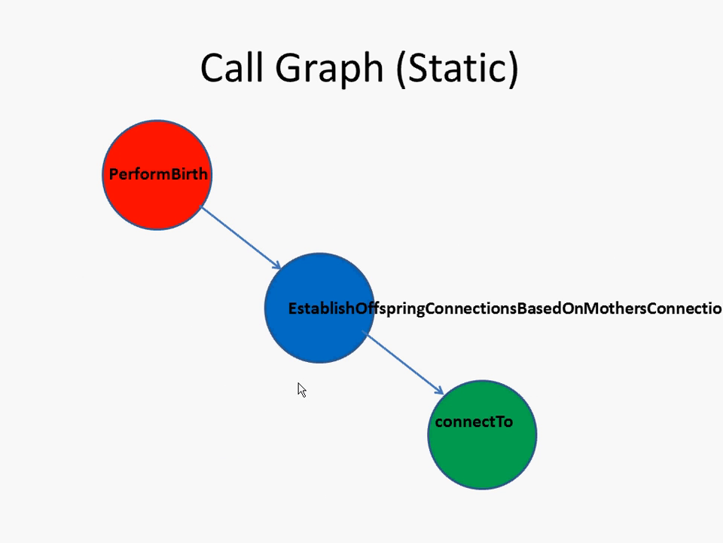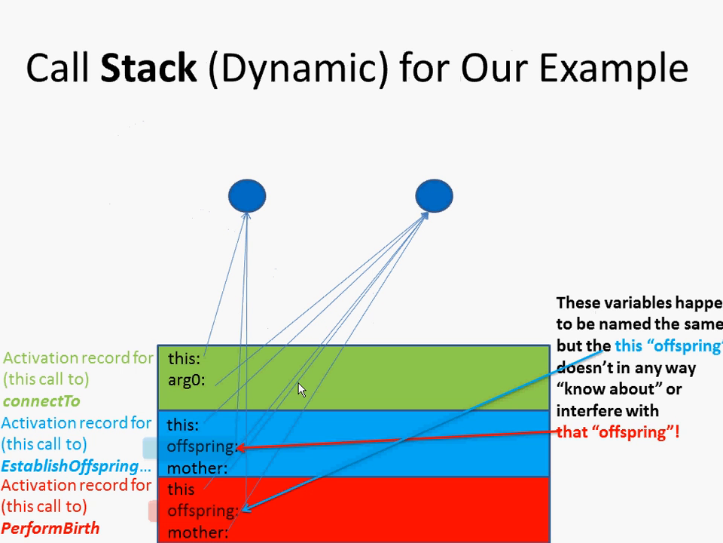This has to do with the call stack. So this is associated with the call stack here. Unfortunately, the highlights didn't show up too well here. But there's some variables associated with perform birth. This and offspring and mother. So let's go look at that just in the code here. So we can see this. Perform birth is here. And we'll look at the code. Here's the code for perform birth, just to remember it.